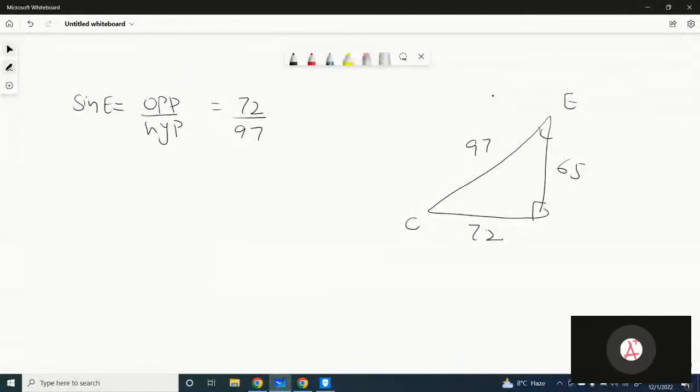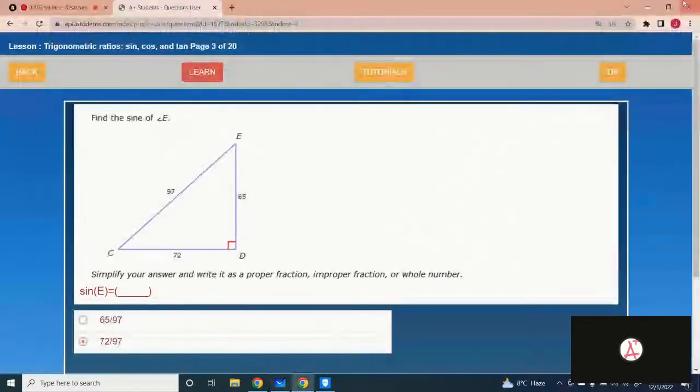Adjacent is the one that is connected with the angle, and opposite is the one that is opposite to the angle. It is opposite, it is adjacent to angle E, and it is the hypotenuse. Got it? If you talk about angle C, according to angle C, these would be the adjacent and the opposite. So it would be 72 over 97. Just select the correct option, then click on the OK button.